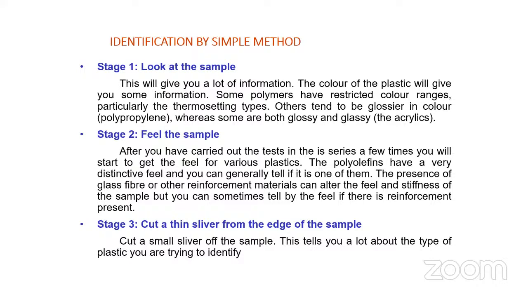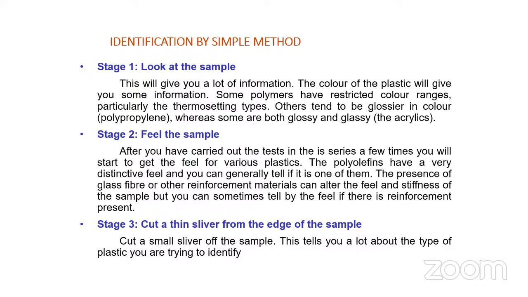The color of plastic will give you some information, like one of you mentioned just now, whether it is transparent or not. Correct? So after seeing this kind of observation, if you have a transparent polymer or transparent plastic, as he has mentioned, that can be a polycarbonate, or polystyrene, or it can be a polyacrylate, correct? So by observing only, you will get the idea.